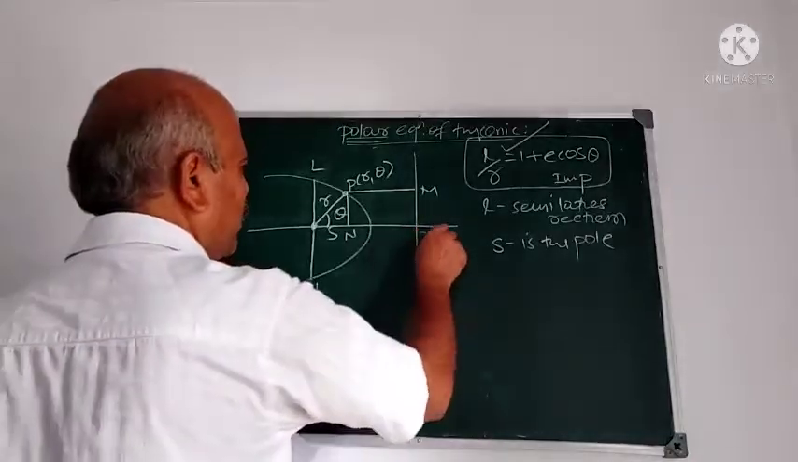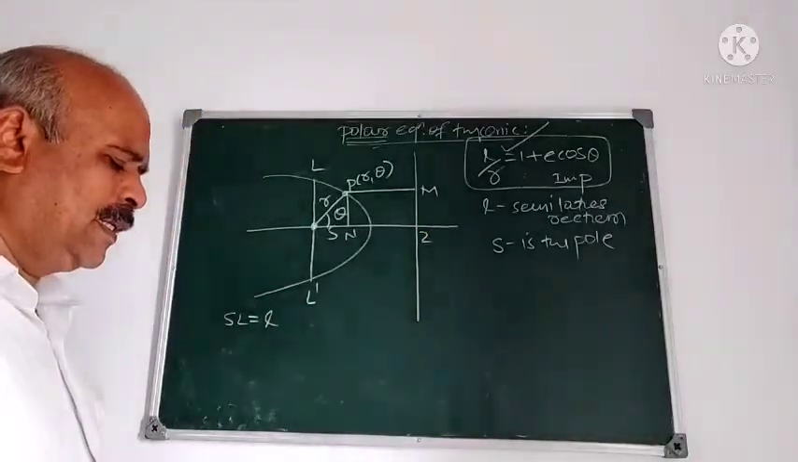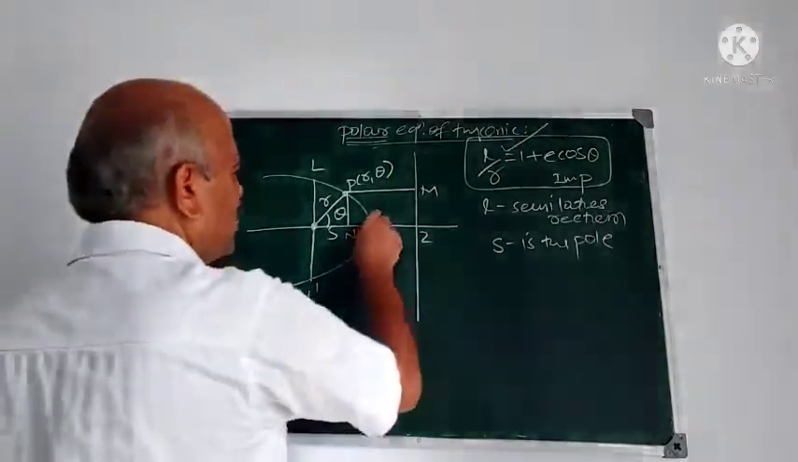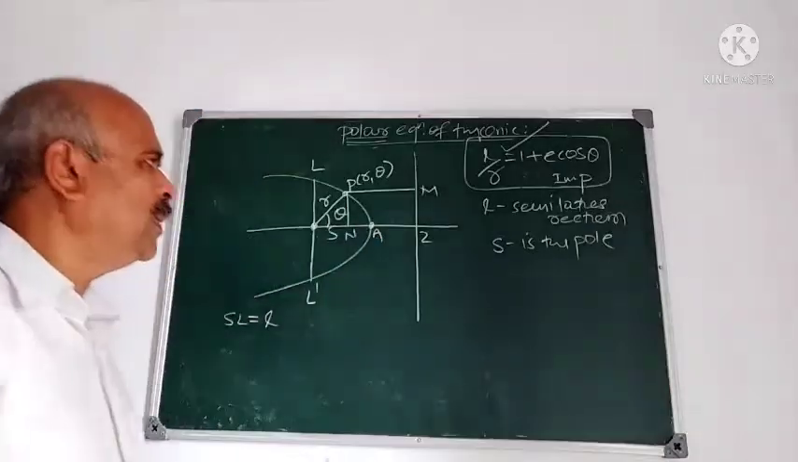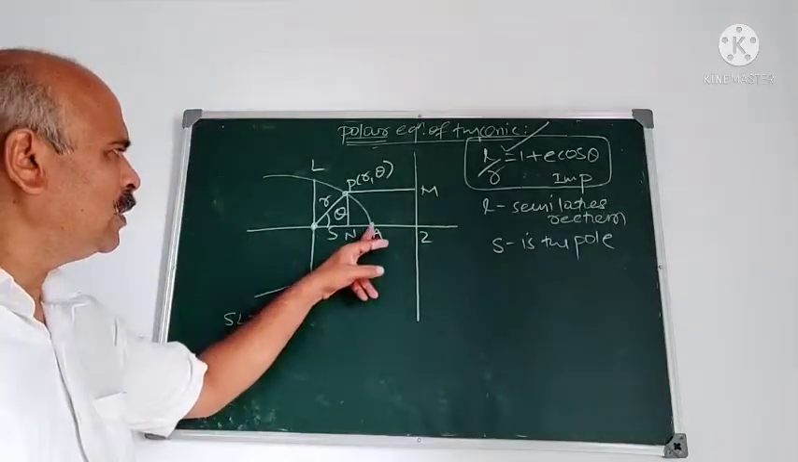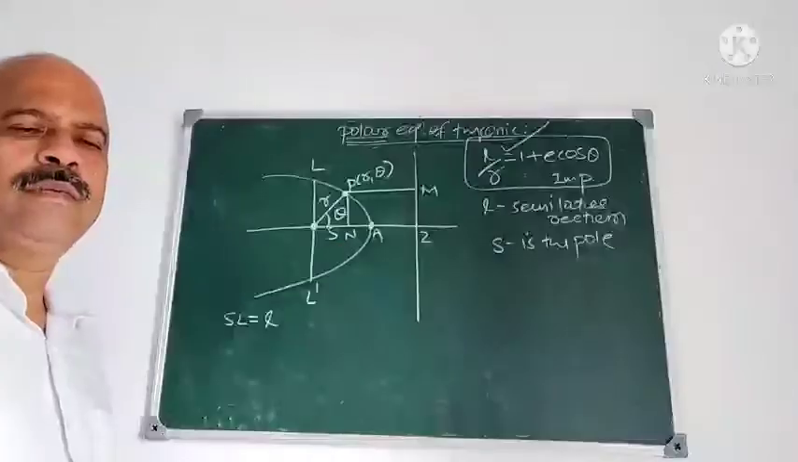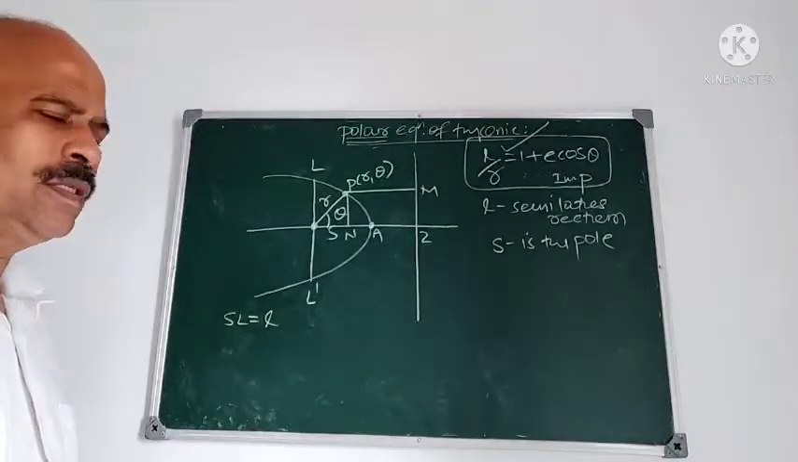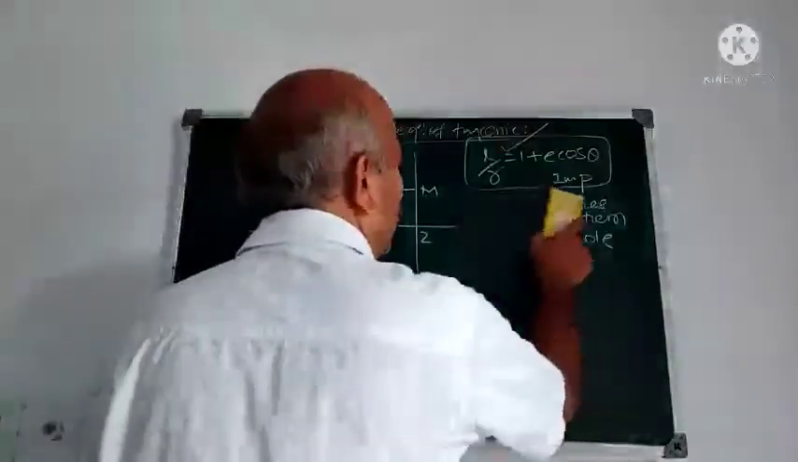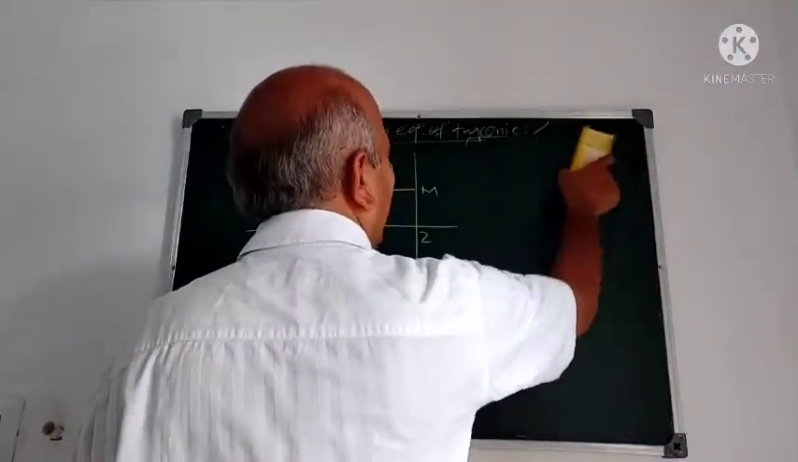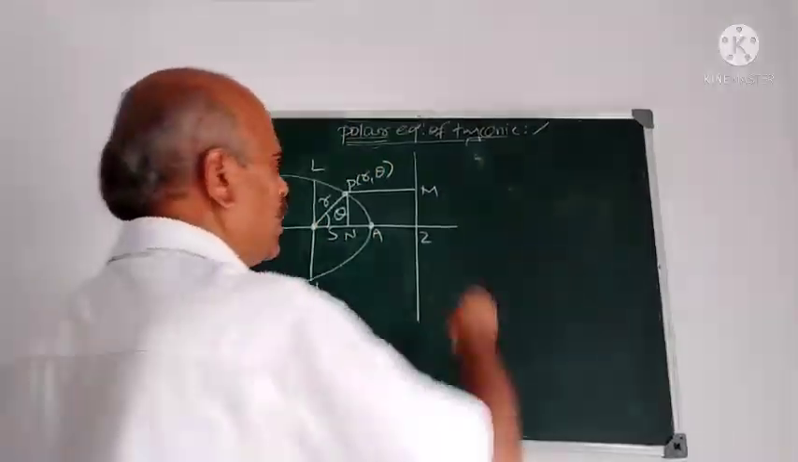And this is SZ perpendicular to the directrix, that is the axis. Now suppose A is a point on the conic section. With this we start, and we prove that the equation is L by R is 1 plus E cos theta.